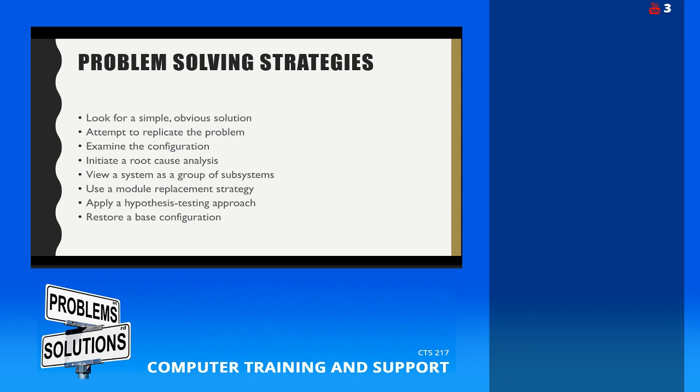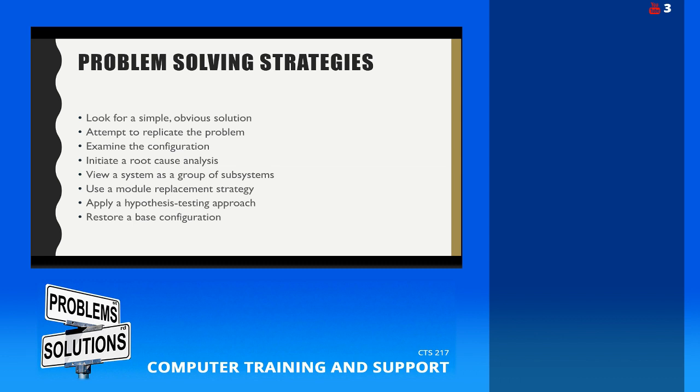View a system as a group of subsystems. So, sometimes on a system, you can look at different parts as being isolated. That's one of the things that you can do there.